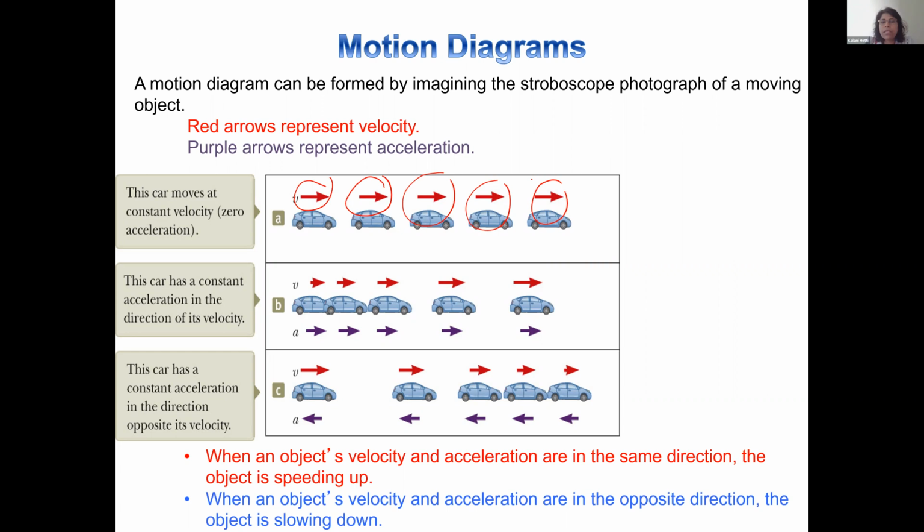So when the velocity of the car is kept constant, you know what will happen. Your acceleration will be 0 in the car. That will be similar to when you use cruise control in your car. That will be acceleration 0, right? So now there is no acceleration. Purple arrows are not there. My purple arrows represent acceleration, red arrows represent velocity.